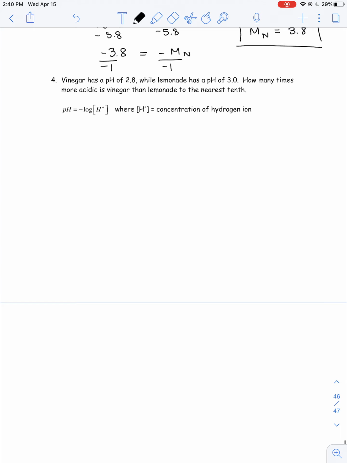And our last example, number 4: vinegar has a pH of 2.8, while lemonade has a pH of 3. How many times more acidic is vinegar than lemonade to the nearest tenth? So here, we're going to put 2.8 as one pH, and we're going to need to find the H plus, which is the concentration of the hydrogen ion for both. And then we can compare them.